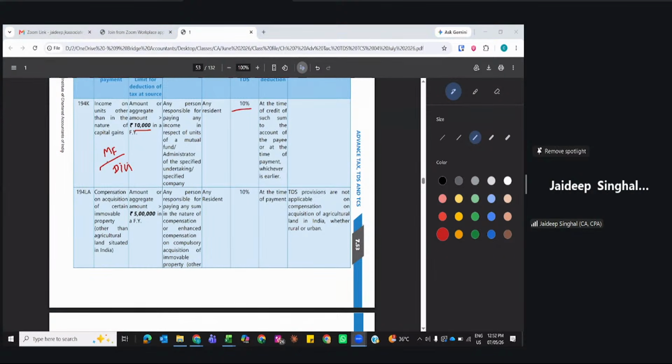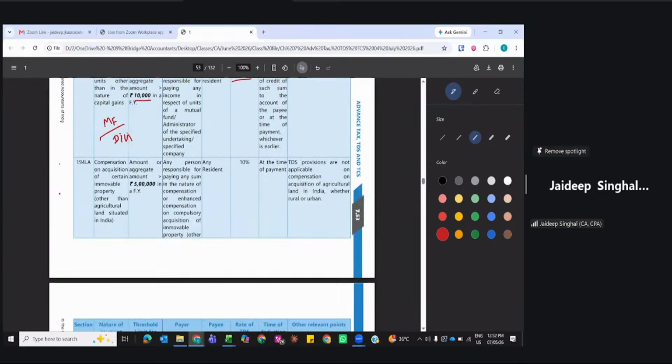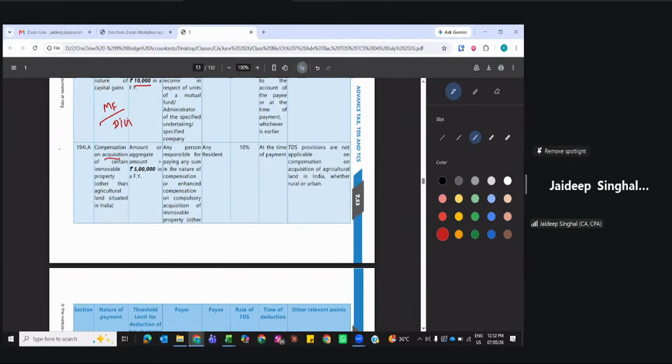Next, 194LA, compulsory acquisition of immovable property other than agricultural land. If there is a compulsory acquisition, is that taxable? Compulsory acquisition is taxable under which head normally? Capital gains, normally capital gains, right? So if there is a compulsory acquisition and the amount you are receiving is greater than 5 lakh, and it is other than agricultural land, then 10% TDS is there.